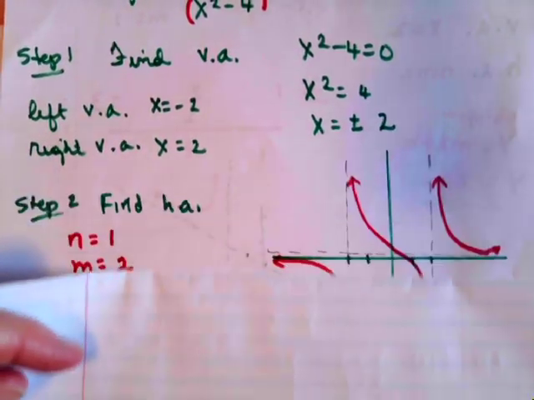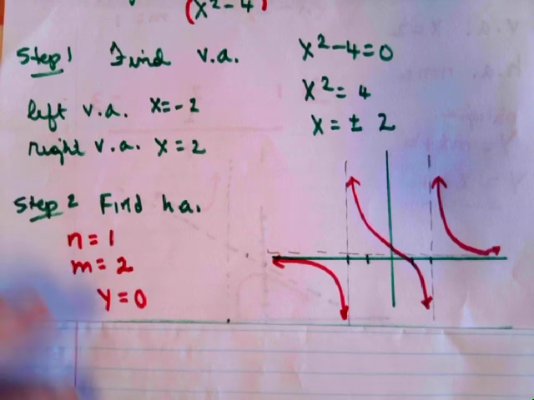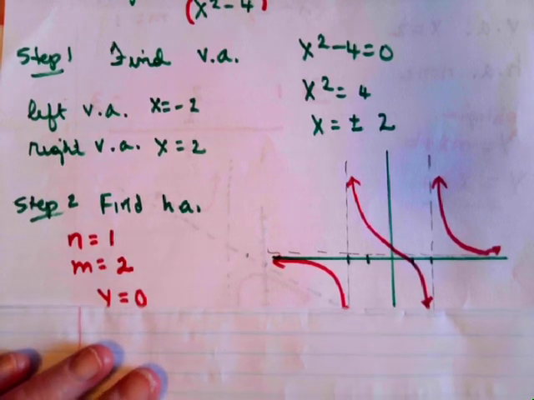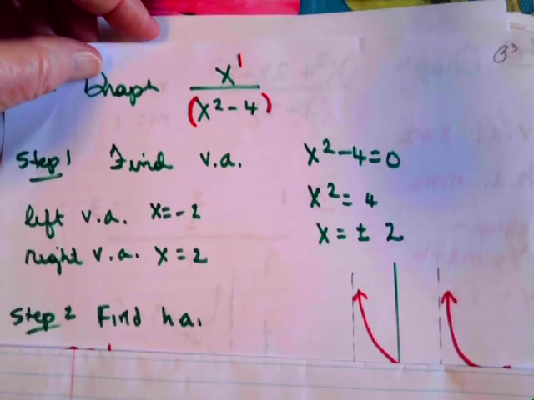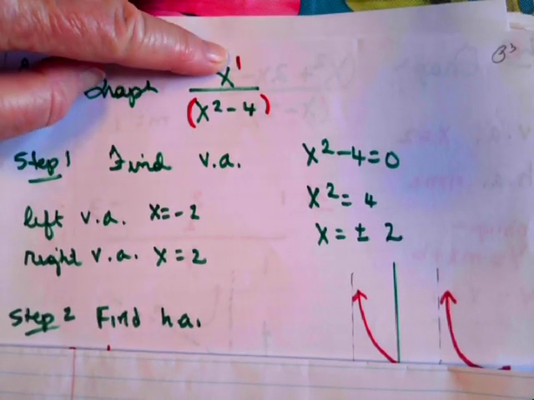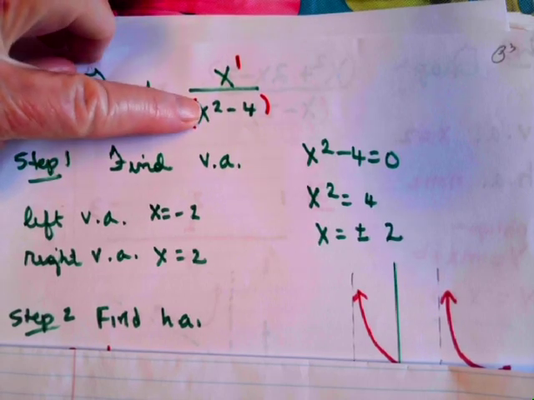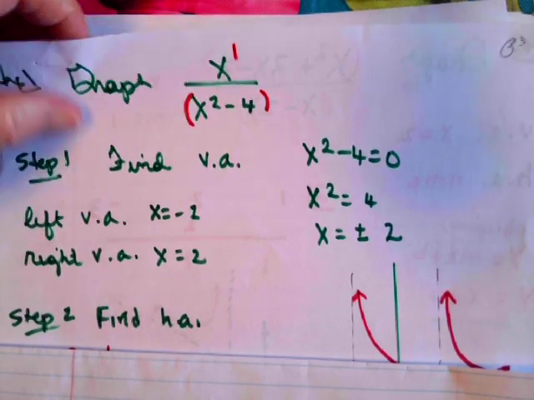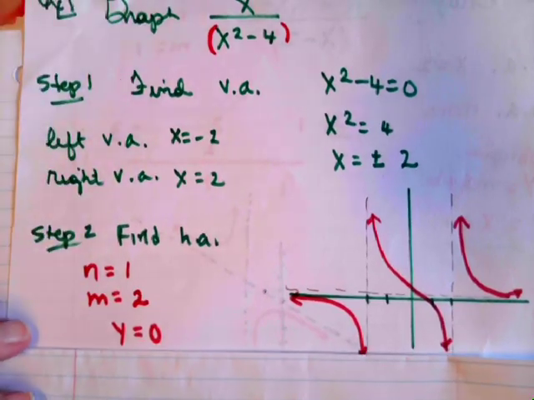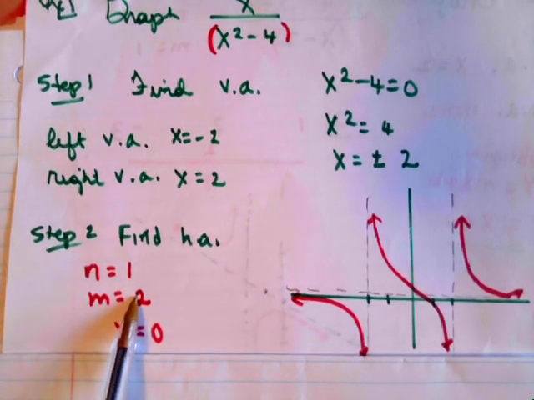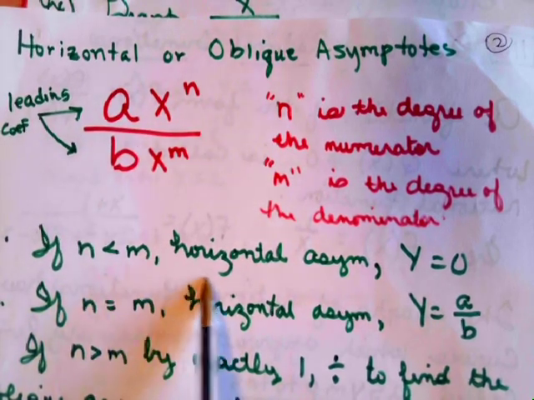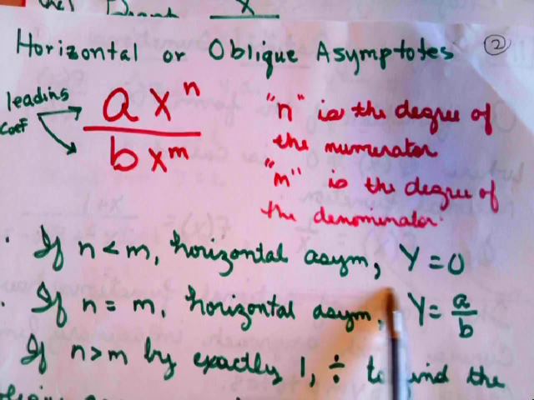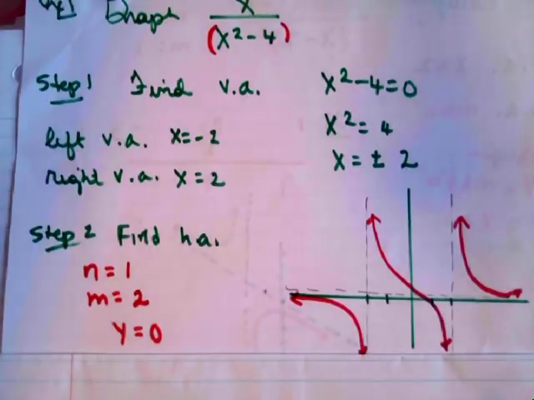Let's sketch this graph and see what it looks like. Well, first we better find the horizontal asymptote so we know what we're doing. N is the degree of the numerator. It's 1. M is the degree of the denominator. It's 2. Since N is less than M, our first rule says the horizontal asymptote is y equals 0. So now I've got all my asymptotes.